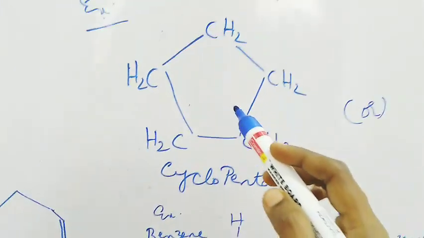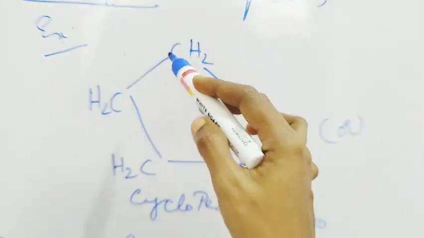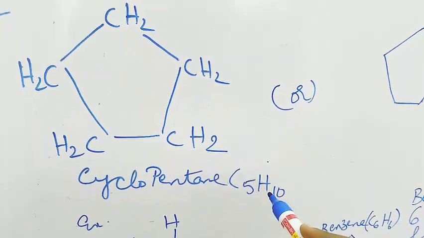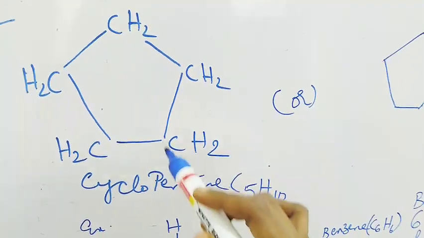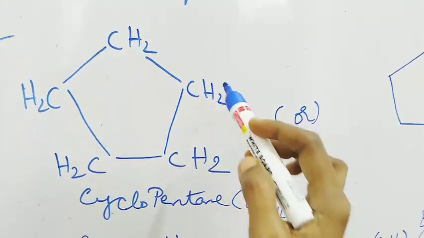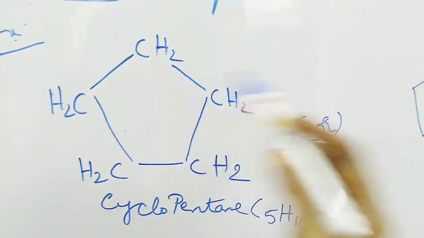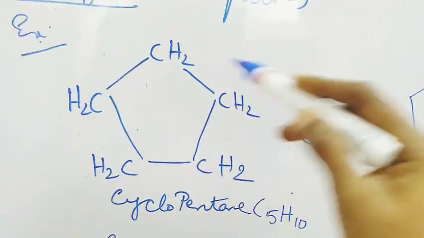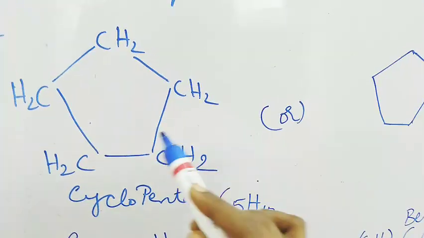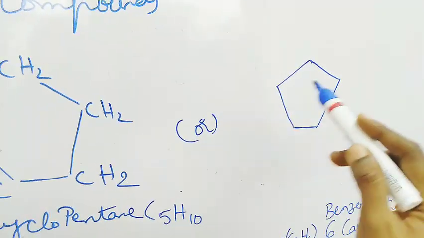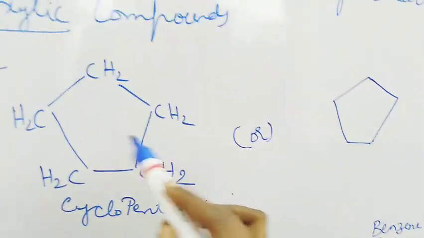One more example is this. Here I have taken 5 carbon atoms. 1, 2, 3, 4, 5. Cyclopentane, C5H10. 5 carbon atoms and 10 hydrogen atoms. How many hydrogen atoms are there? 2, 4, 6, 8, 10. So the CH2 units are linked by single bonds and make up a cyclic structure. This you call cyclopentane, and you represent the structure like a pentagon. You have learnt pentagon in 3rd and 4th classes, the geometrical shapes.